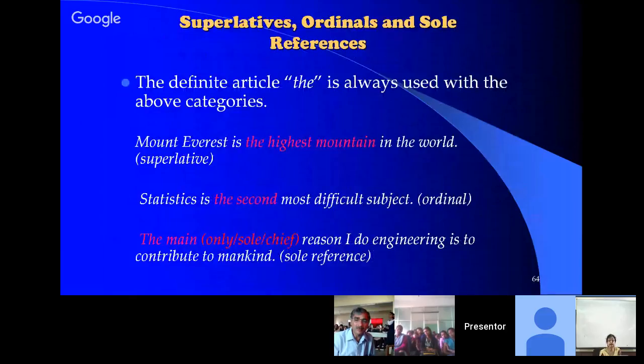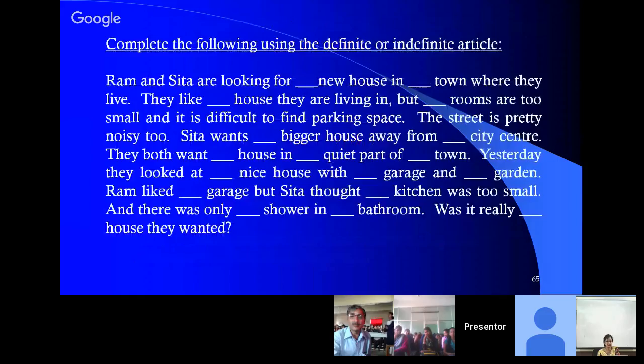The definite article the is always used with the above categories. Mount Everest is the highest mountain in the world, superlative. Statistics is the second most difficult subject, second with ordinals. The main, which means the sole or only reason I do engineering is to contribute to mankind.